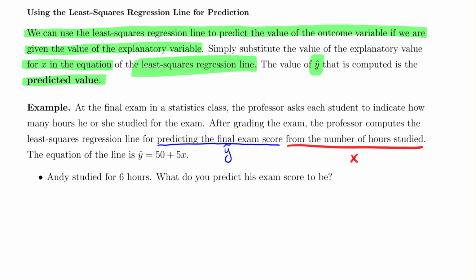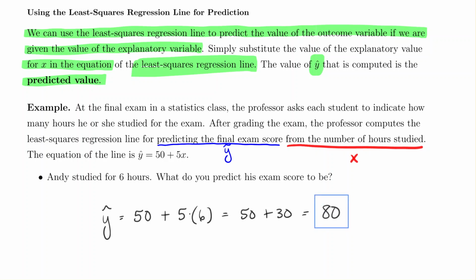times x. Now it turns out Andy wrote down that he studied for 6 hours. What do you predict his exam score to be? Now, I'm not certain that his exam score is given by this equation. However, it is the best that I have to represent the data because it is the best fit through the scatter plot. So what I'll do is I'll say my predicted value follows the line of best fit when x is now 6. Now this becomes 50 plus 30, so his predicted score is an 80 on the exam if the line of best fit is accurate through this data point.